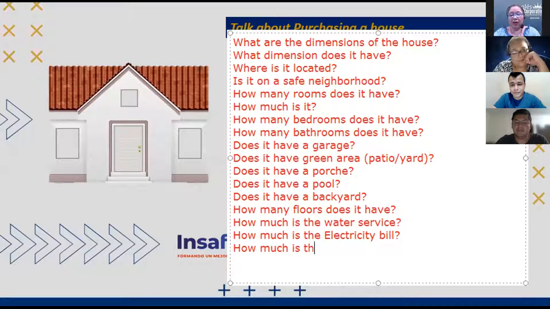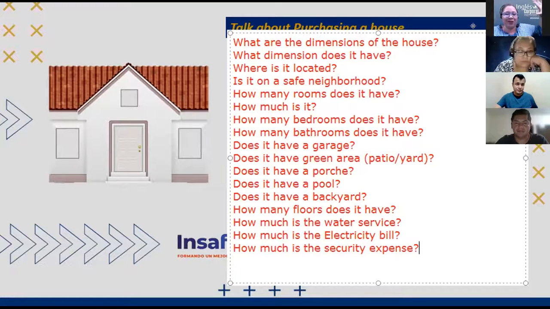How much is the security expense? Aquí decimos expense, así, como el gasto de seguridad. Ok, miren cuántas preguntas tenemos ya. Ya podemos platicar por lo menos unos 40 minutos y envolvernos al vendedor para que nos haga un buen descuento.